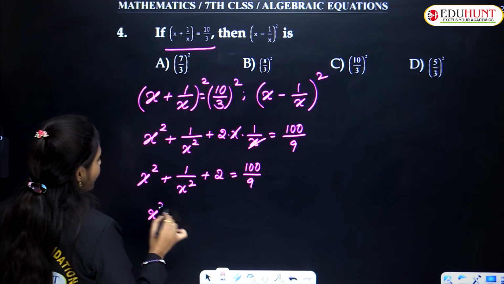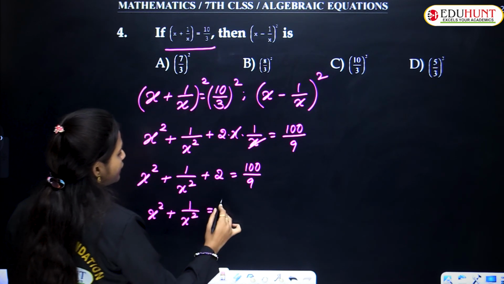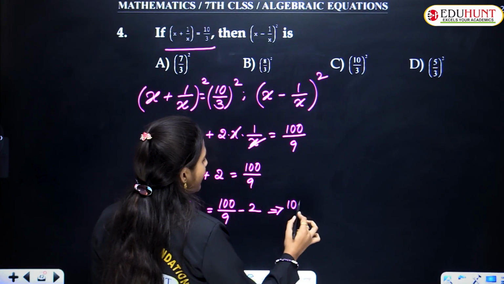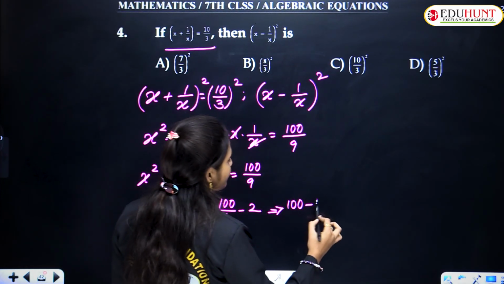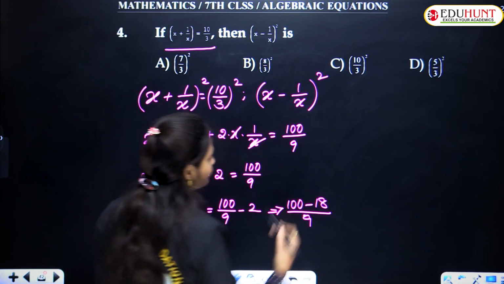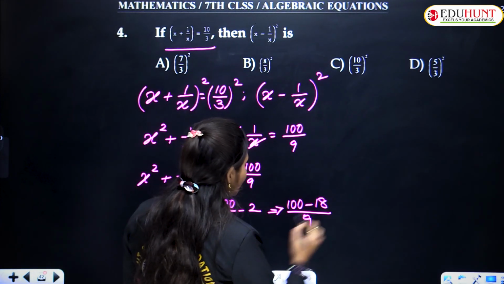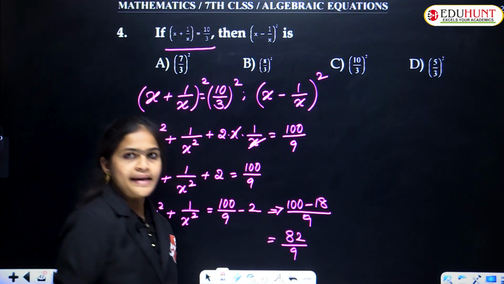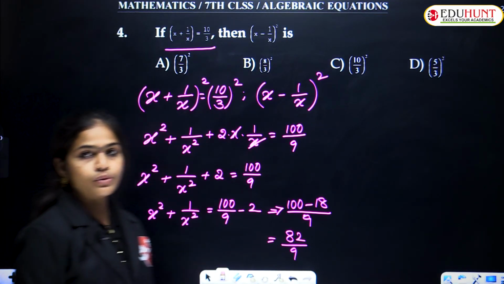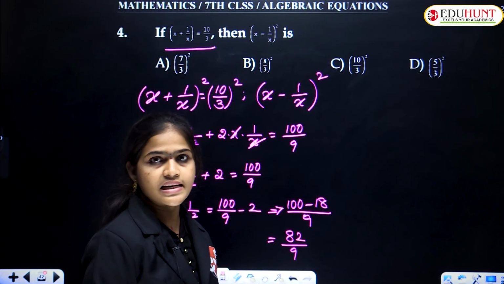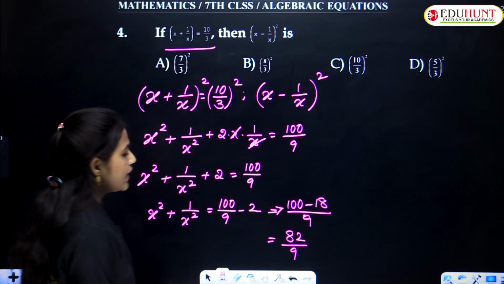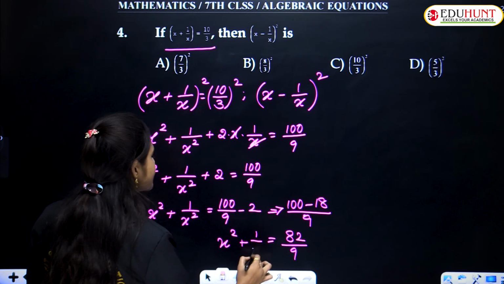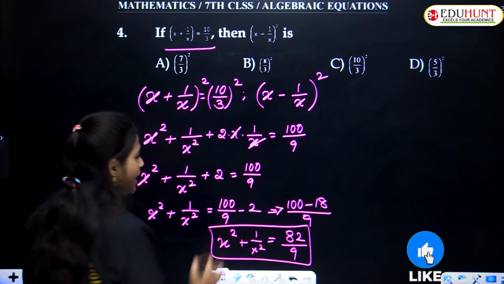So from this one, x square plus 1 by x square is equal to 100 by 9 minus 2. Okay. So here 100 minus 2 into 9 is equal to 18 whole by 9. Okay. So here 100 minus 18 which is equals to 82 by 9. Any cancellations, ma? 9 8s 72, 9 9s 81, but here 82 is there. Okay, so cancellation not possible. So 82 by 9. That is the value of here x square plus 1 by x square value. Am I clear to you?